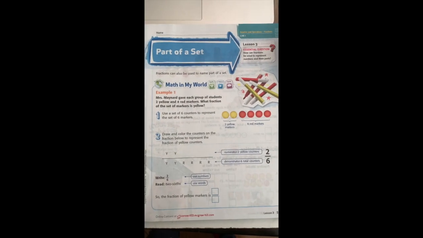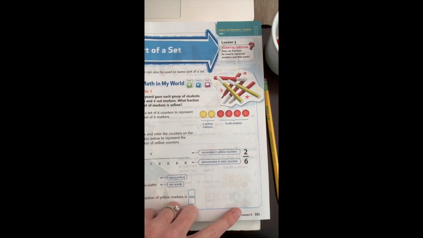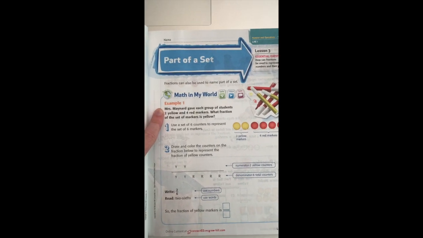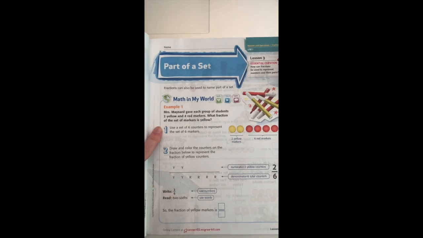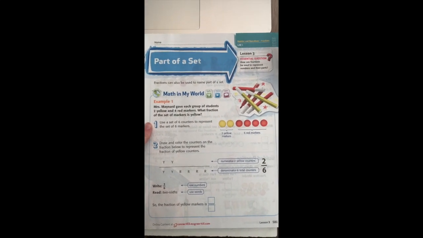All right, here we go. I'm on page 581 and we are learning about parts of a set. So it says fractions can also be used to name parts of a set. Example 1. Mrs. Maynard gave each group of students 2 yellow and 4 red markers. What fraction of this set of markers is yellow? So it says use a set of 6 counters to represent the set of 6 markers.